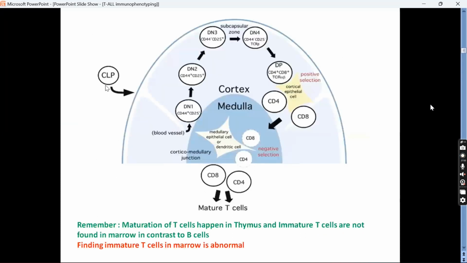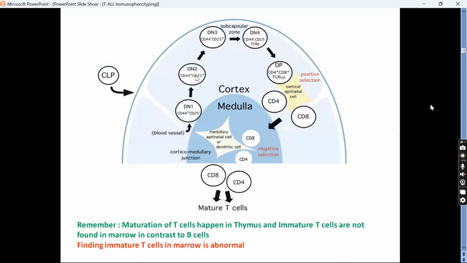Okay, so this is the normal maturation. There is a common lymphoid progenitor in the marrow, and a part of the common lymphoid progenitors which has taken a path to go into T cell differentiation comes to the thymus. In the thymus, they first come to the corticomedullary area where they are double negative. So these are the pro T cells.